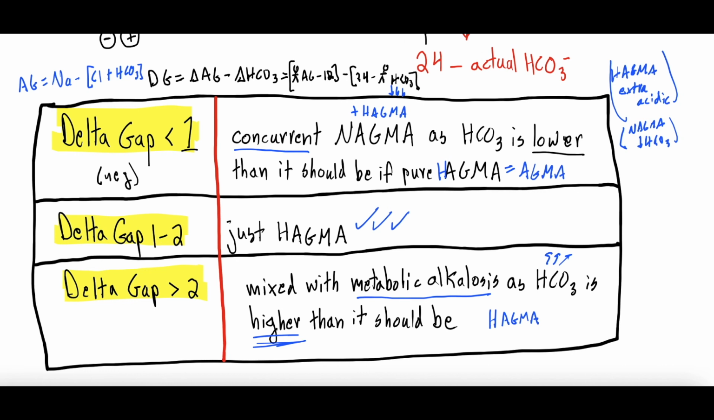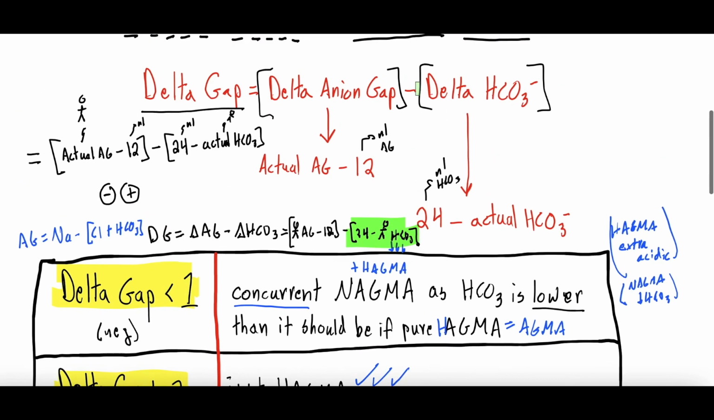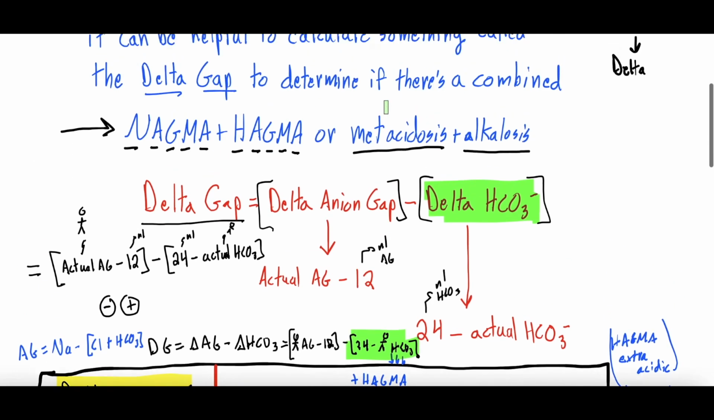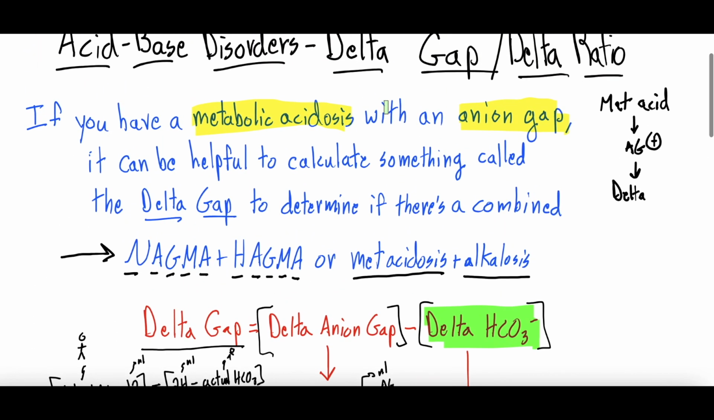So it's all about this area of the equation here, and we'll scroll up so you can see it a little better. This area here, it's all about the bicarb level, and if that bicarbonate level is appropriate for just a pure high anion gap metabolic acidosis. Because as we talked about, repetition, repetition, repetition, you only do the delta gap if you have a high anion gap metabolic acidosis.